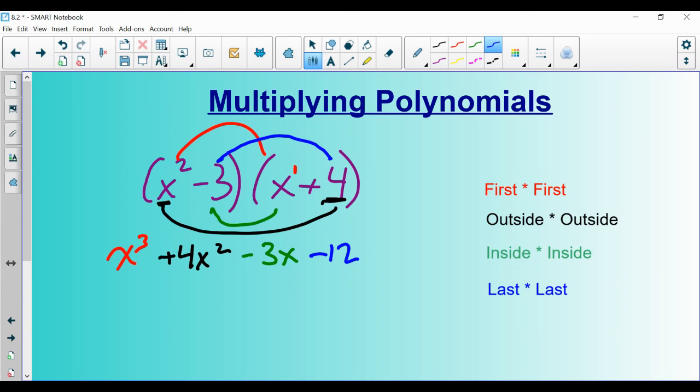We would look to combine our like terms here, but there are not any. Most of the time, your middle two terms will combine, but not here. So that would be your final answer.